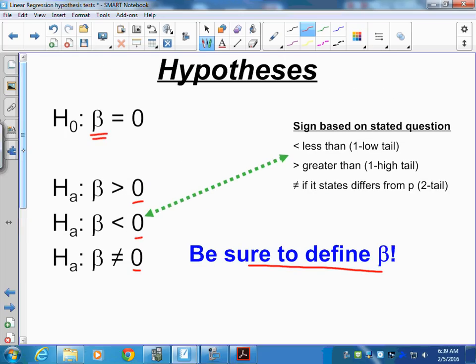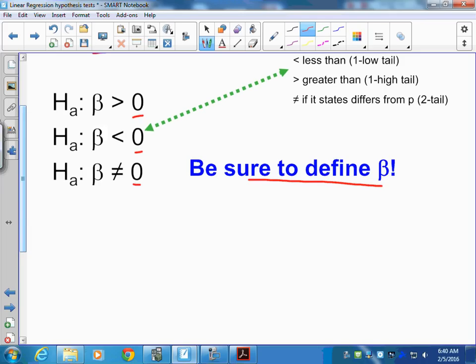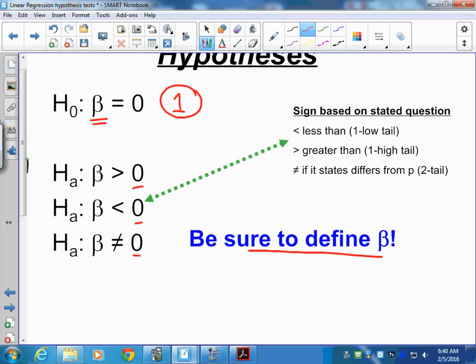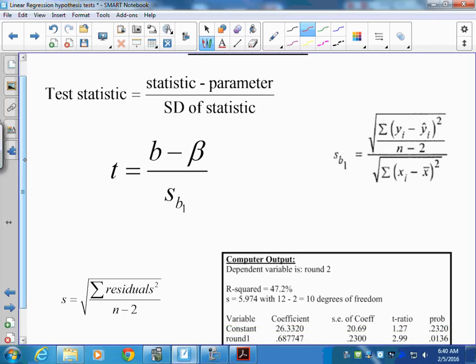And know that in a very rare case, we could change this to 1 if we're looking for a perfect relationship between these two variables. But we have our typical alternatives: greater than, less than, not equal to, all based on what's stated in the question. You have to make sure that you take your information from the question to set up your problem. So now, our calculations.